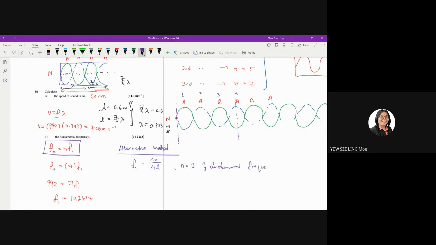So fundamental frequency, n equals 1. Therefore, f1 equals 1 times 340 divided by 4 times 0.6. So eventually you should obtain 142 hertz as well. Okay, you should obtain 142 hertz. So you have two methods that can be used to solve it. It's up to you which one you want to use.